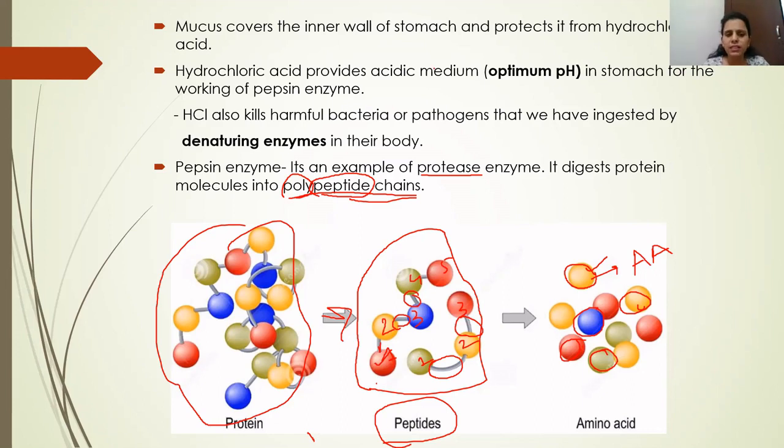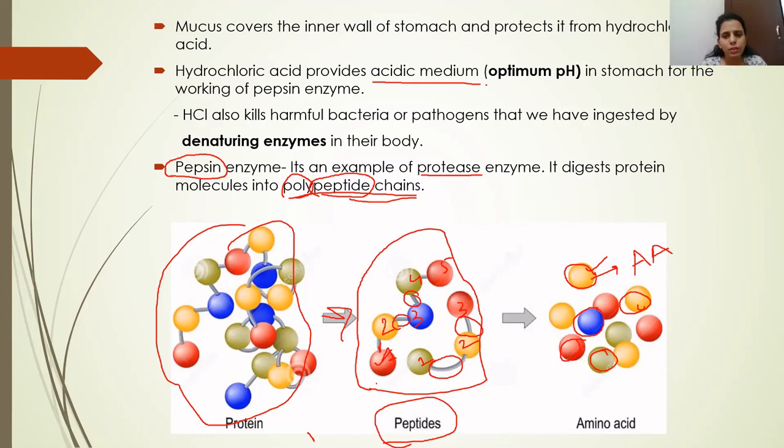Now in the stomach, the pepsin enzyme is released. This pepsin enzyme works only in an acidic medium. Remember, pepsin can work only in an acidic medium. Hence the stomach releases hydrochloric acid, and this hydrochloric acid provides the acidic medium for the proper functioning of the pepsin enzyme in the stomach. In the exam, if they ask the question, what is the function of hydrochloric acid?